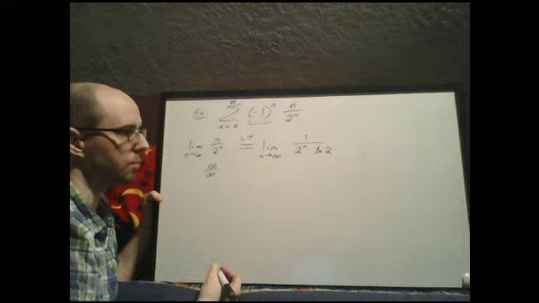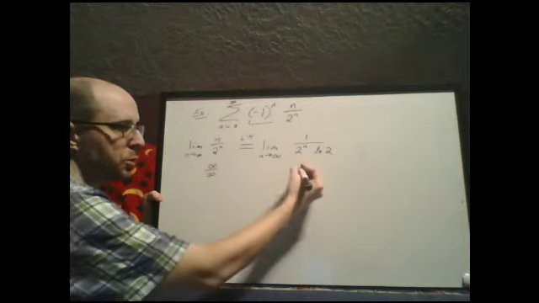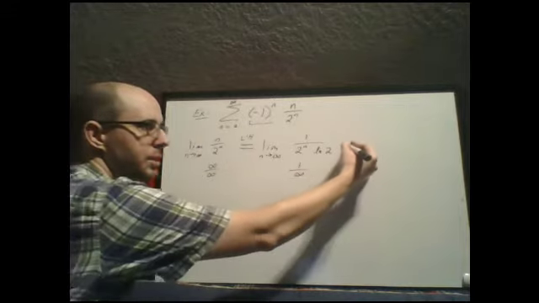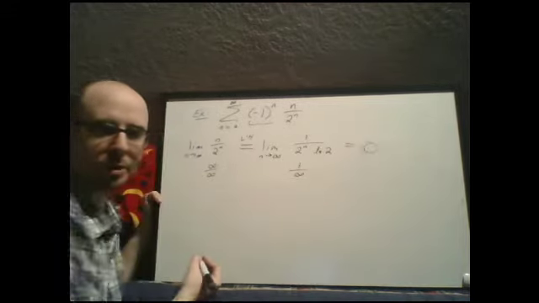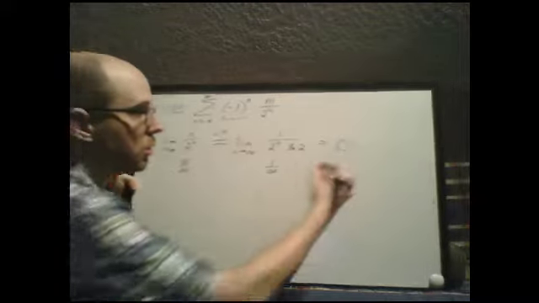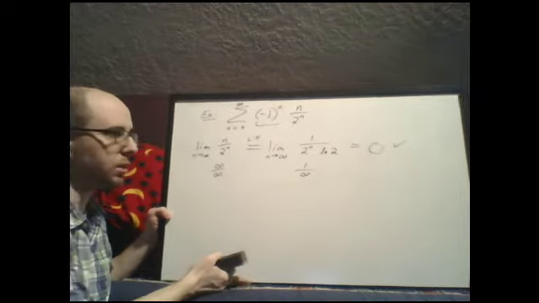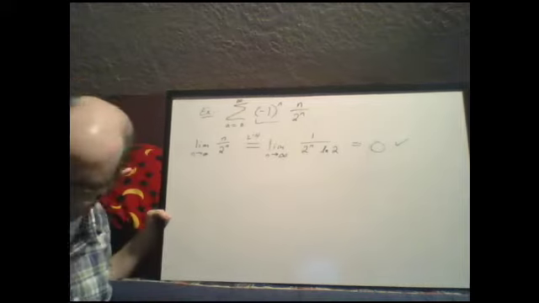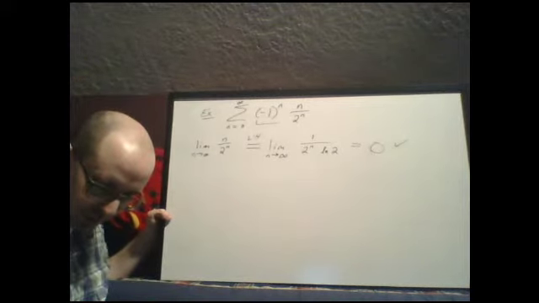Right. So now as n grows to infinity, we have 1 over 2 to the infinity times ln 2. That's not indeterminate. 1 divided by infinity, that's 0. So our first part is satisfied. The limit is 0. Now we have to ask, is it a decreasing sequence?